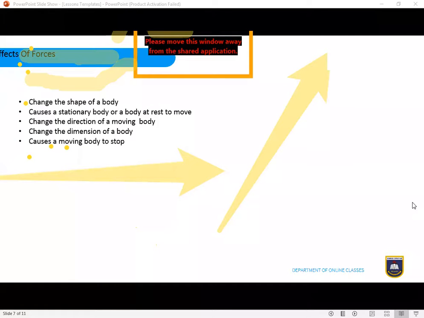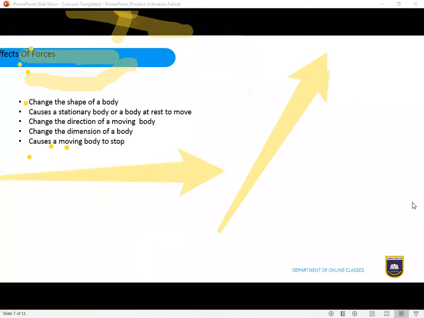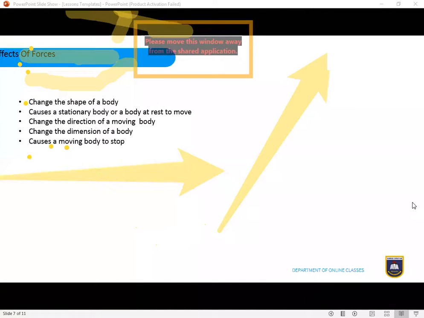It changes the dimension of a body, the length, the breadth. If you use a hammer to hit a nail, the dimension of the nail will change. If the nail is weak, let's say it has lost its strength, what happens? You see that it begins to move in a certain direction. It tilts. So it changes the dimension of a body.